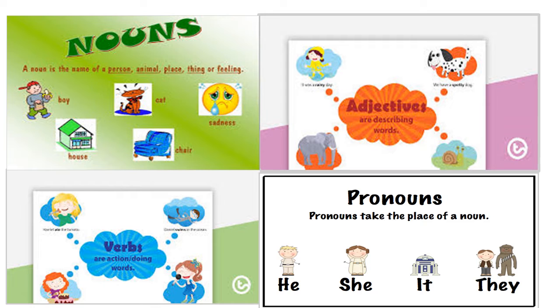We all know what nouns, adjectives, verbs and pronouns are, isn't it? We did learn in the previous classes. What are nouns? Nouns are naming words. Adjectives are describing words. Verbs are action words. And pronouns take the place of a noun. You all might be wondering, what is next then? What are we going to learn today? Wait and watch.